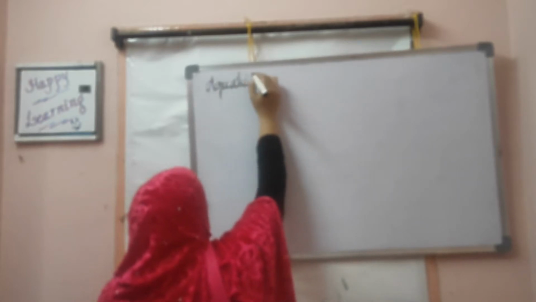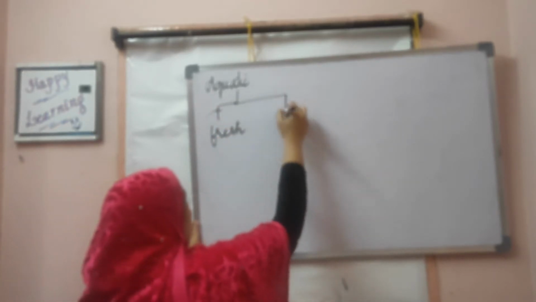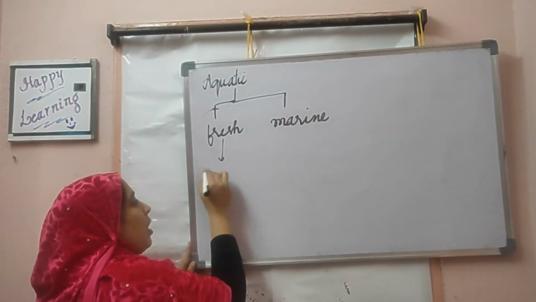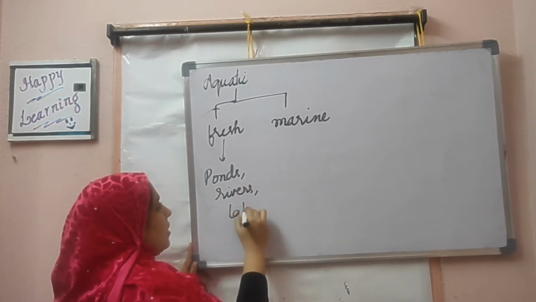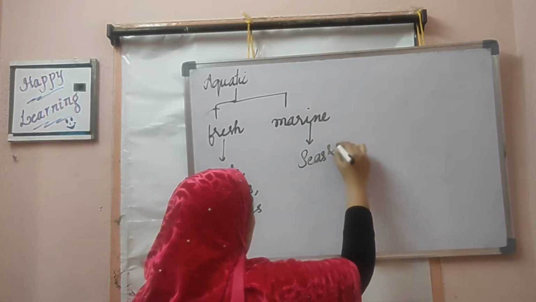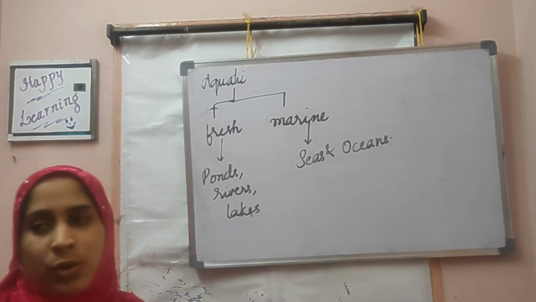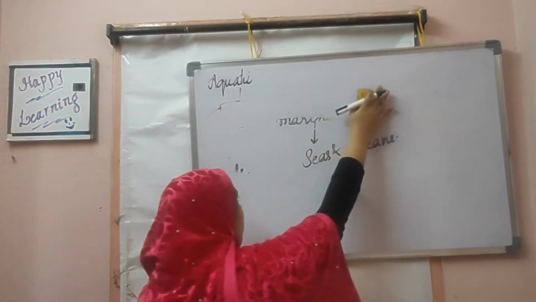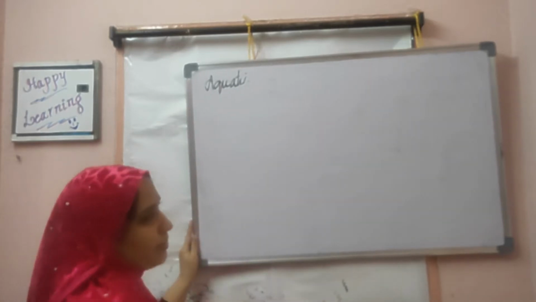Aquatic habitats are of two types. First one is freshwater and second one is marine water. Freshwater habitats include ponds, rivers and certain lakes. Marine waters include seas and oceans. Okay. So, we'll first see the common adaptations that are seen in aquatic organisms, whether it is a marine organism or a freshwater organism.